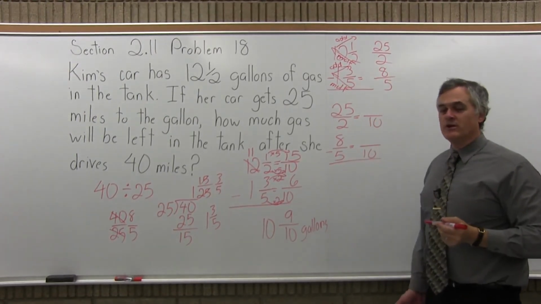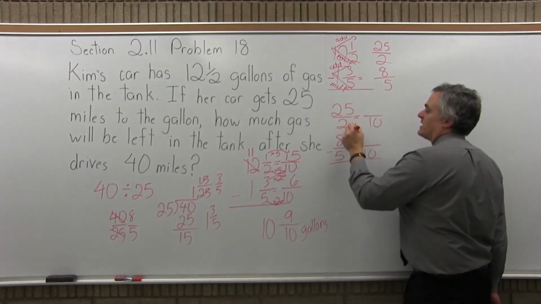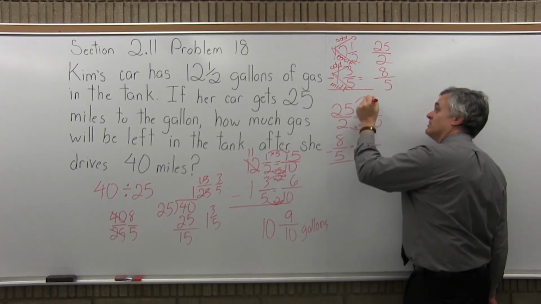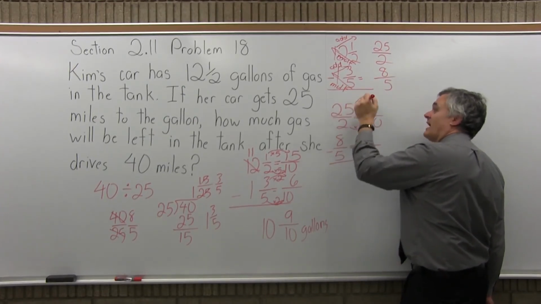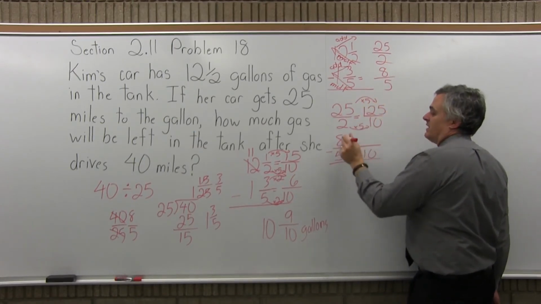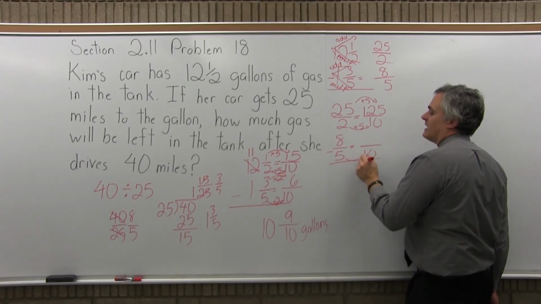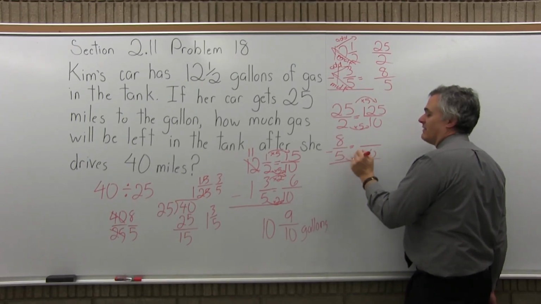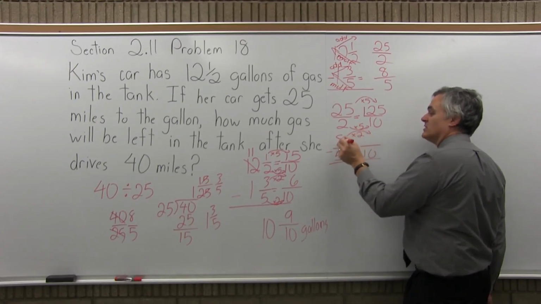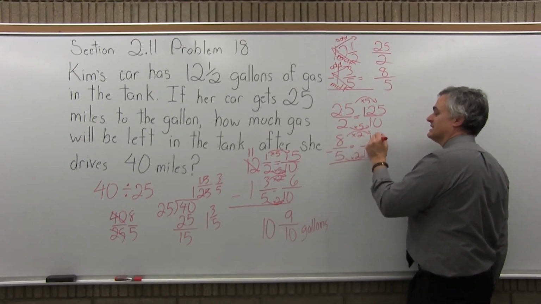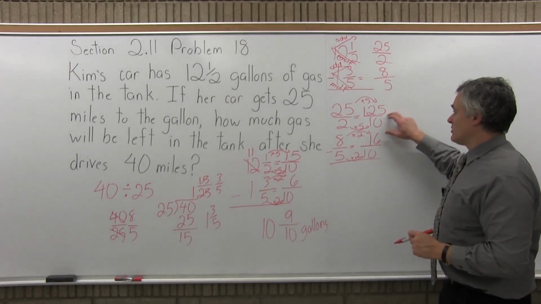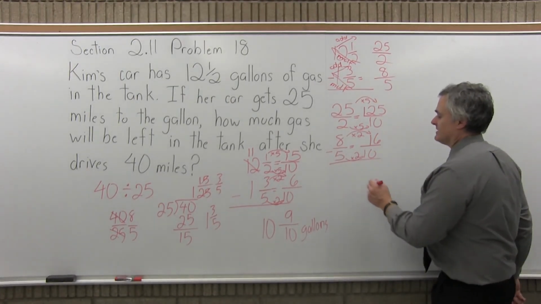Make equivalent numerators. So for the first fraction, 2 times something became a 10, it was times 5. The numerator would also be times 5. 25 times 5 is 125. Now for the 8/5, 5 times something became 10. 5 times 2 is 10. So the numerator would be times the same value, times 2. 8 times 2 is 16. Now I can go ahead and subtract. 125 minus 16, it's 109.